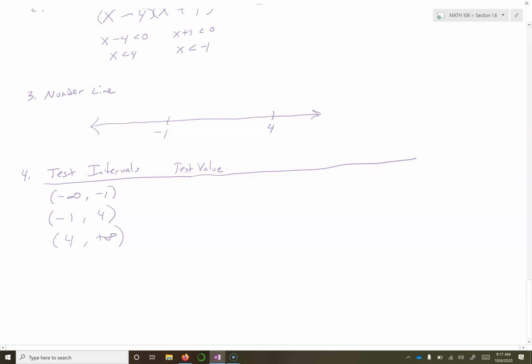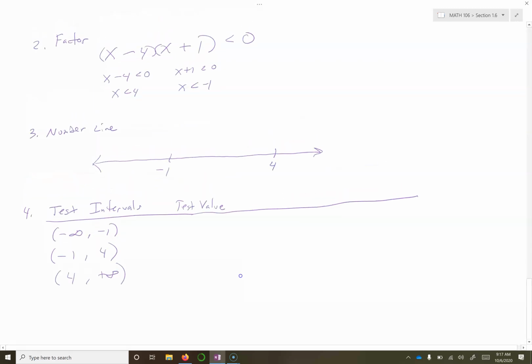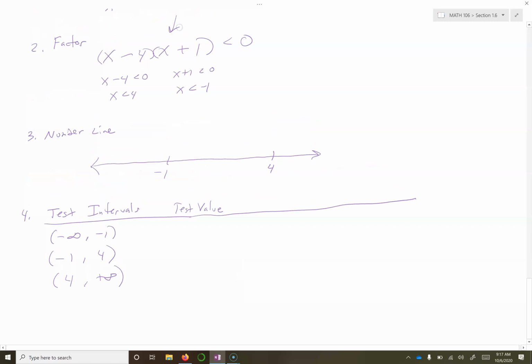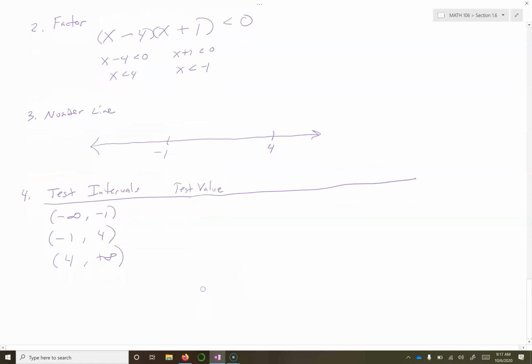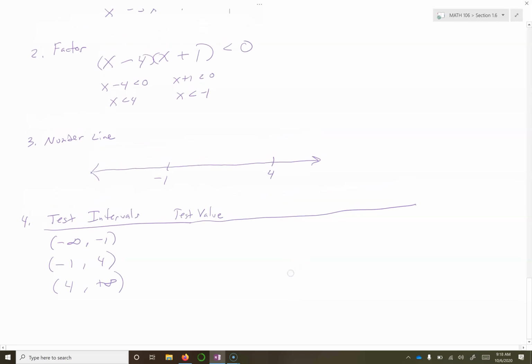Now you have to pick test values. These are completely up to you. Okay? What you're going to want to do, though, for the test values is try to pick numbers that are going to be easy, because we're going to end up plugging them into this equation to see if the result is a positive or negative number. Okay? So for the interval negative infinity to negative 1, I'm probably just going to pick negative 2. It's an easy number to deal with. I'm not going to pick fractions or anything. So I'm going to pick negative 2.